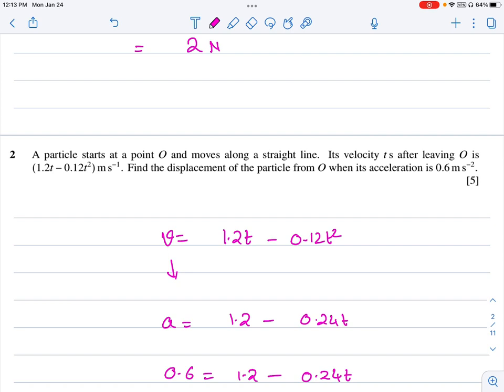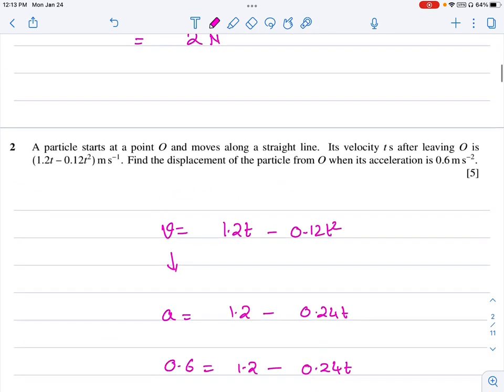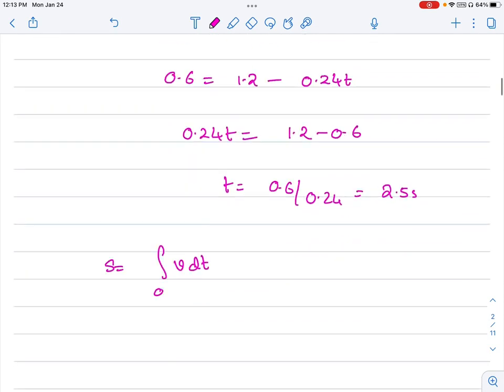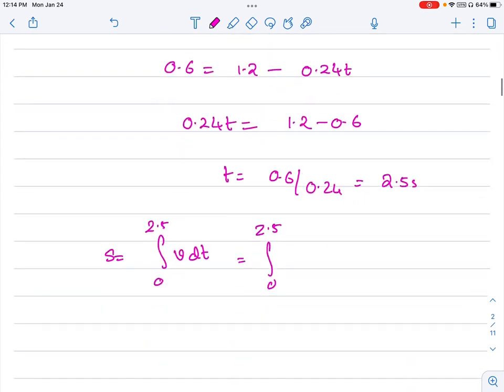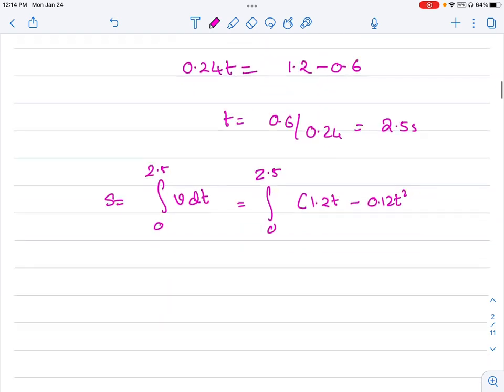Find the displacement of the particle. So in order to find the displacement, we have to find the integration of the velocity. So from 0 to 2.5 seconds, the limits will be 0 to 2.5. So integral 0 to 2.5 of 1.2t minus 0.12 t square dt.